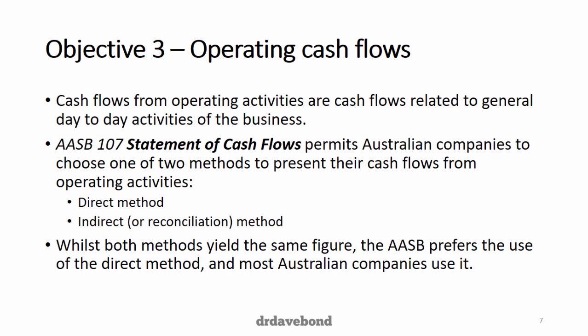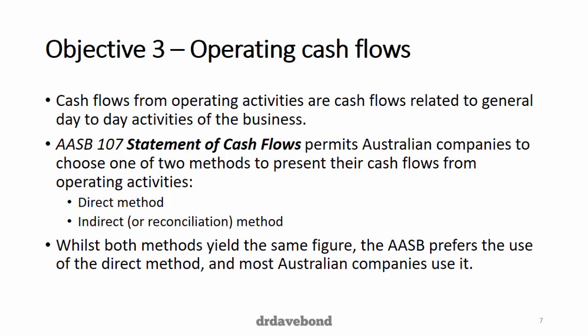So companies can choose the direct method, or they can choose the indirect or reconciliation method. Both methods will yield the same cash flow figure at the end, so the same net figure is obtained. It just goes about it in slightly different ways. Whilst companies are permitted to use both, the regulator prefers the use of the direct method. Most investors, when asked, prefer the direct method, and indeed most Australian companies use the direct method. It's something in the order of about 95%.